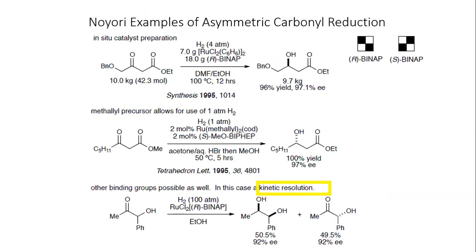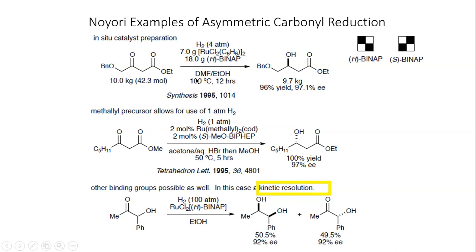All right. So these are some examples, and again, here's the quadrant model. You can make the catalyst in situ, meaning have everything together, all in one pot. Then this is a scaled up reaction. This is actually done at 100 degrees in DMF. You have 7 grams of ruthenium, 18 grams of R-binap, and a 4 atmosphere pressure of hydrogen gas. And this is a 10 kilogram scale. And notice the enantioselectivity, 97.1% EE, even scaled up, and at 100 degrees.